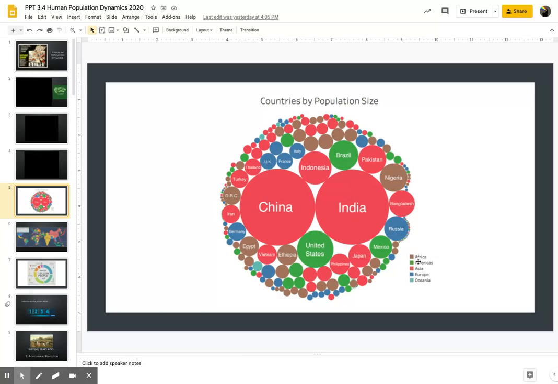Also, most of these large country dots are either brown or red, which means they are from Africa or Asia. Most future population growth is predicted to happen in those two areas. So these countries that already have large populations relatively, they make up the majority of these dots, are going to be where the populations are growing even more in the future.